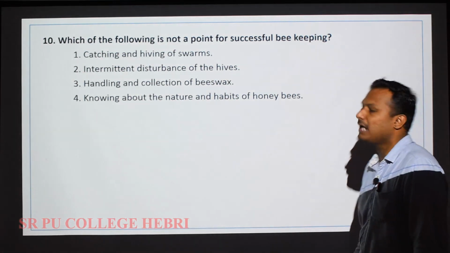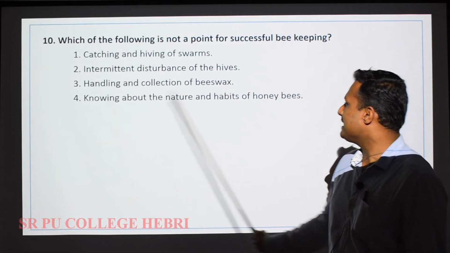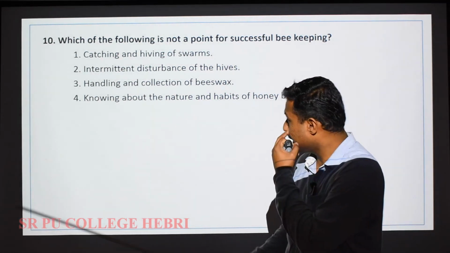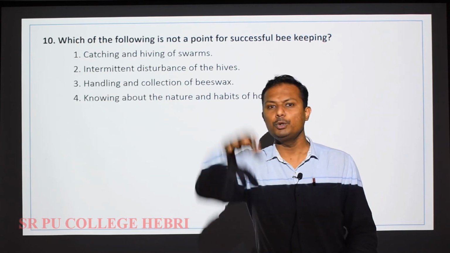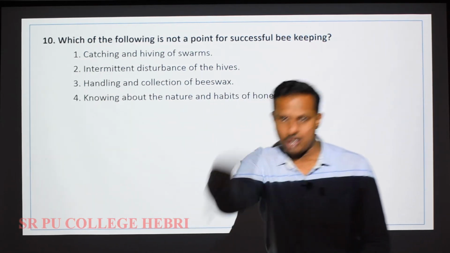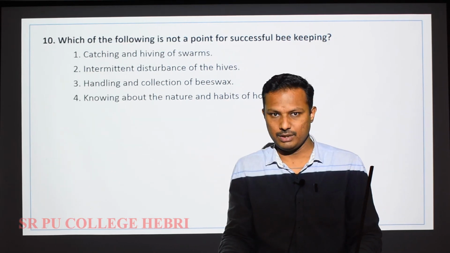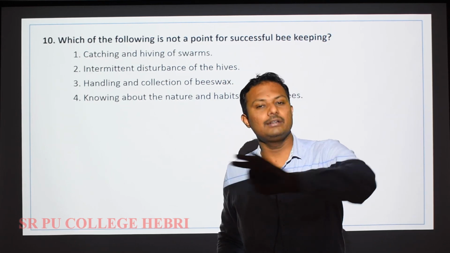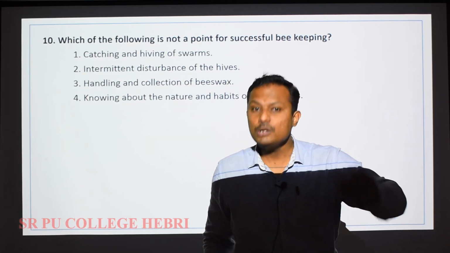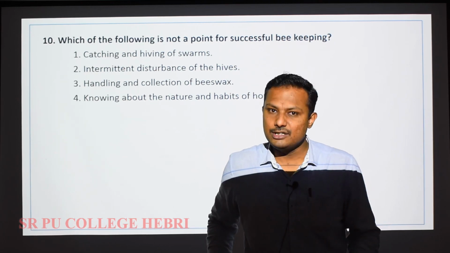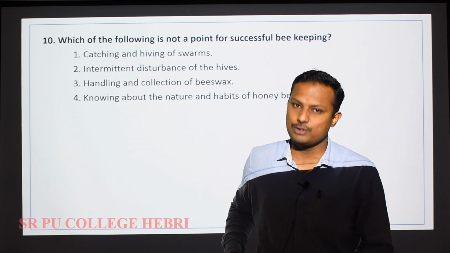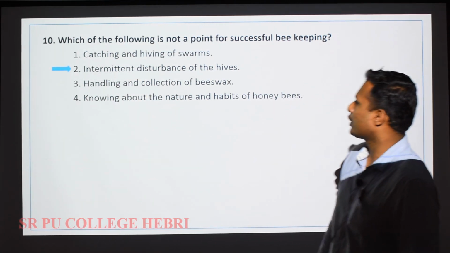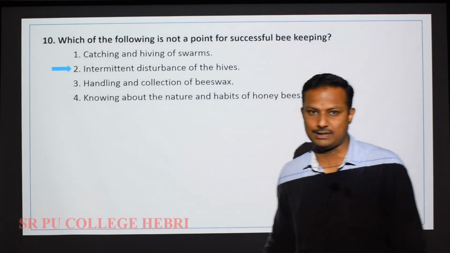Intermittent disturbance of the beehives, handling and collection of beeswax, knowing about the nature and habits of honeybees. See, intermittent disturbance means that once you put the bees into that hive or box, you should not be disturbing it until a certain period of time. If you keep on disturbing it again and again, the bees will get disturbed, and the process of formation of honey will also get disturbed. That is why the second statement is the wrong statement regarding successful beekeeping practice.